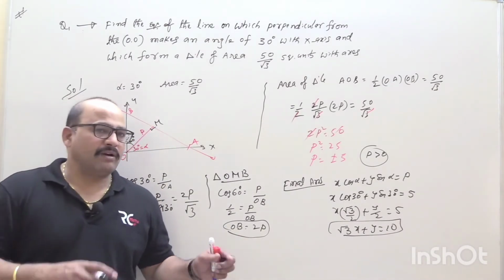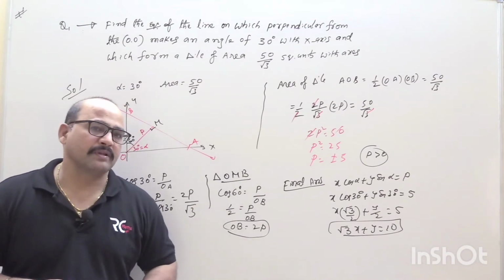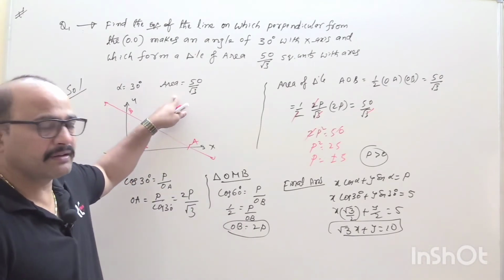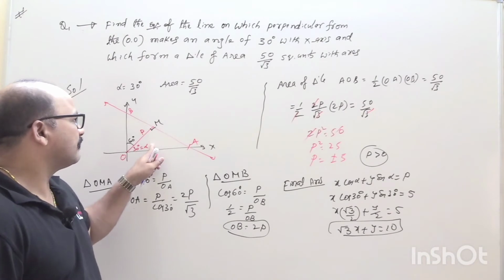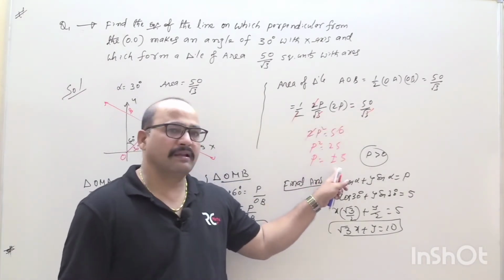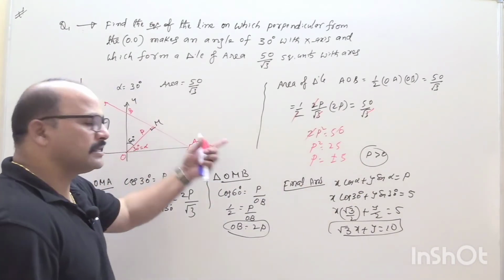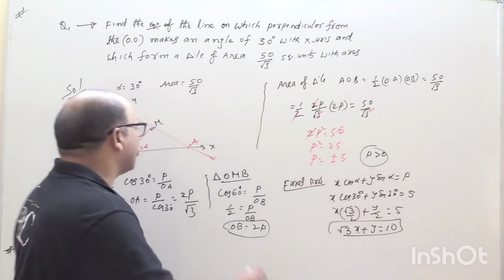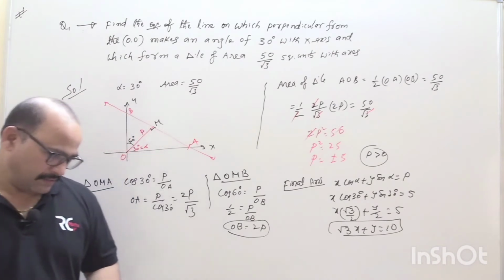Once you see the mechanism here, it is simple. Area is given, so focus on area as half into base into height. Then alpha is there. By using this, you find the value of P. P is positive because it is the distance from the origin to this line, and distance is always positive. This is the final answer, this is the red line equation.